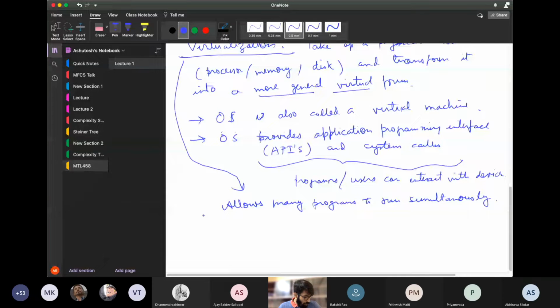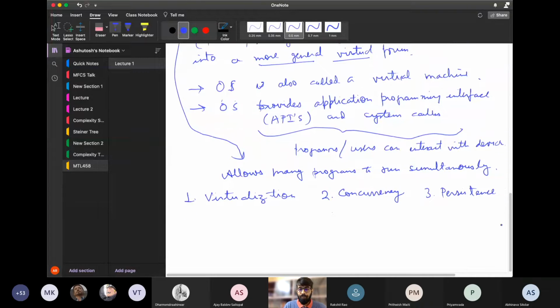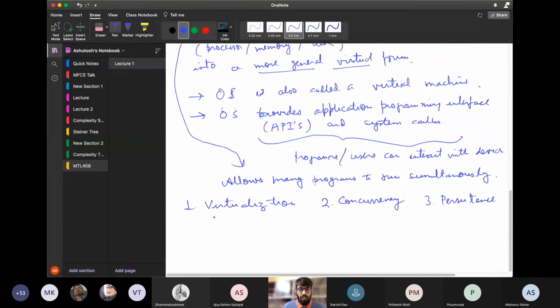So the three pieces are going to be virtualization, second is going to be concurrency, and the last is going to be persistence. Okay. So in virtualization, there will be two parts. First is going to be virtualizing the processor.